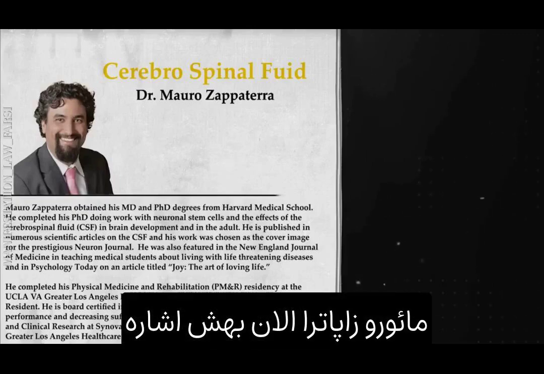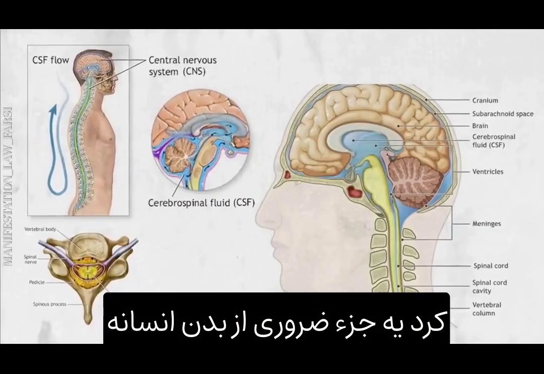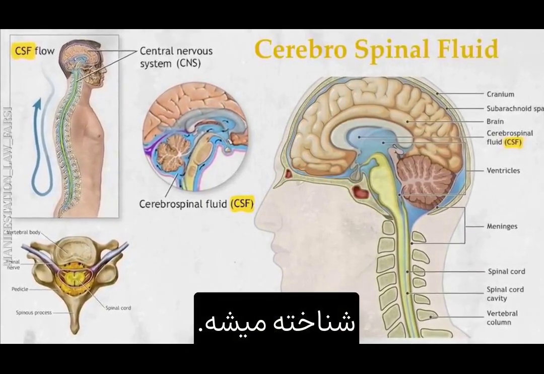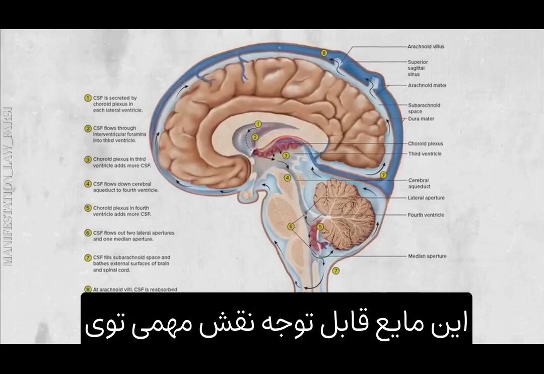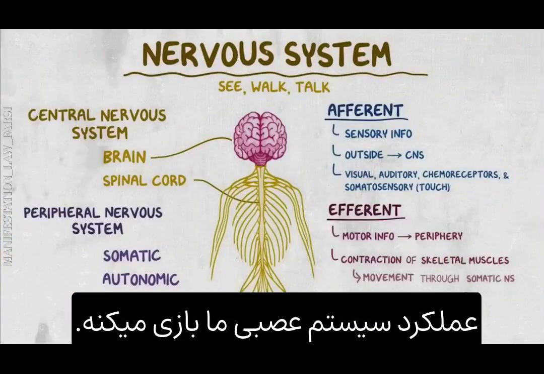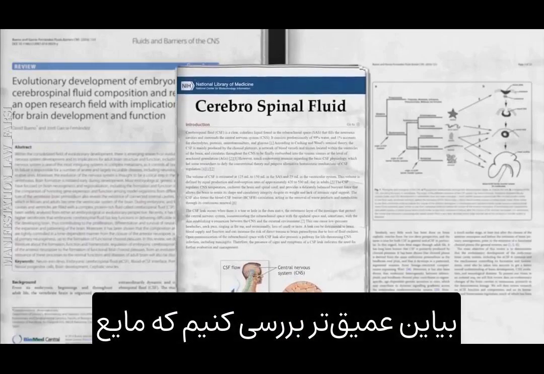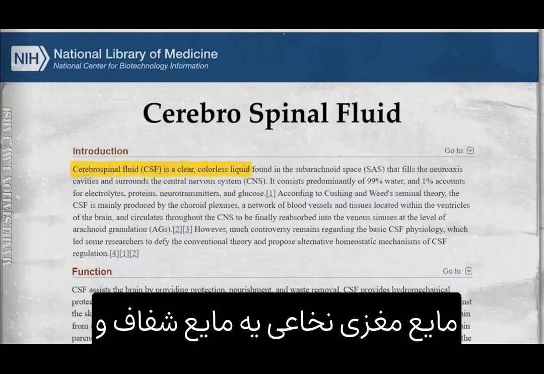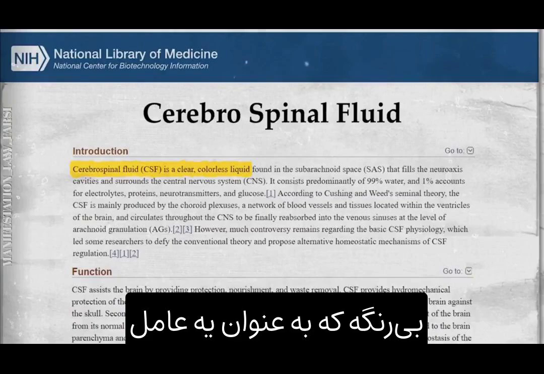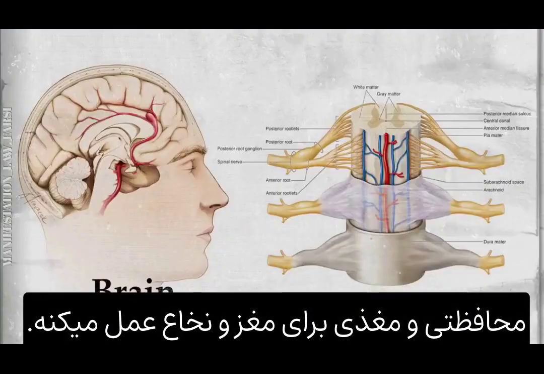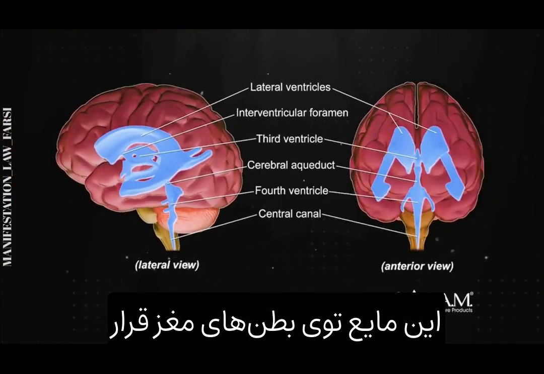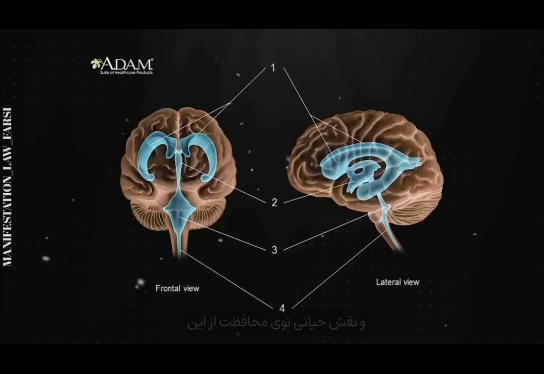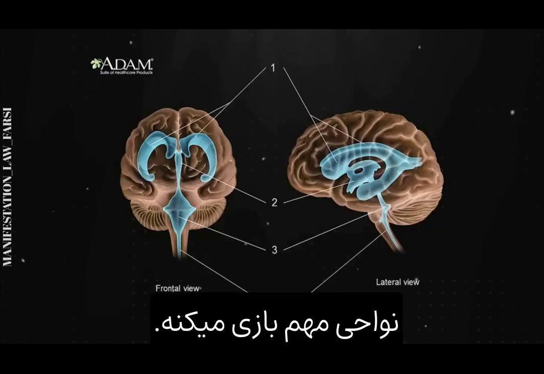What Dr. Mauro Zapaterra just mentioned is an essential component of the human body known as CSF, or cerebrospinal fluid. This remarkable fluid plays a crucial role in the functioning of our nervous system. Let's delve deeper into what cerebrospinal fluid is and its importance. The cerebrospinal fluid is a clear, colorless liquid that serves as a protective and nourishing agent for both the brain and the spinal cord. Residing within the brain's ventricles, which can be visualized as cavities shown here in this model, it plays a vital role in cushioning these critical areas.